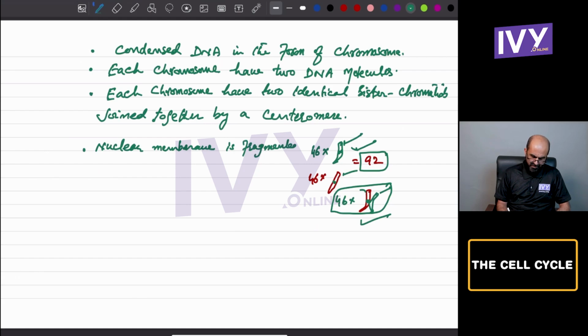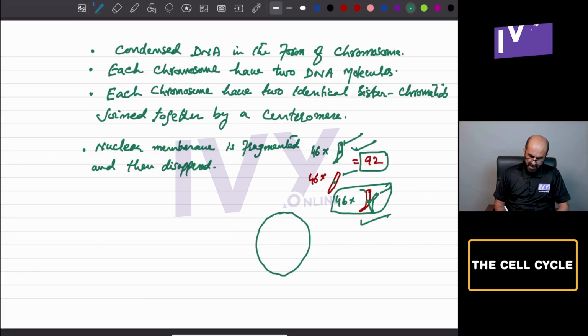The nuclear membrane is fragmented and then disappeared. I mean, if there is a nuclear membrane and inside we have the condensed DNA, this is the original number of DNA, and then after replication, new DNA is also joined here in the condensed form. So we have a total of 8 DNA molecules and 4 chromosomes here.